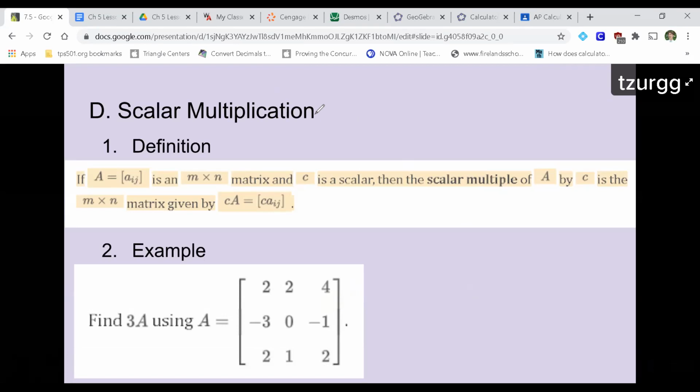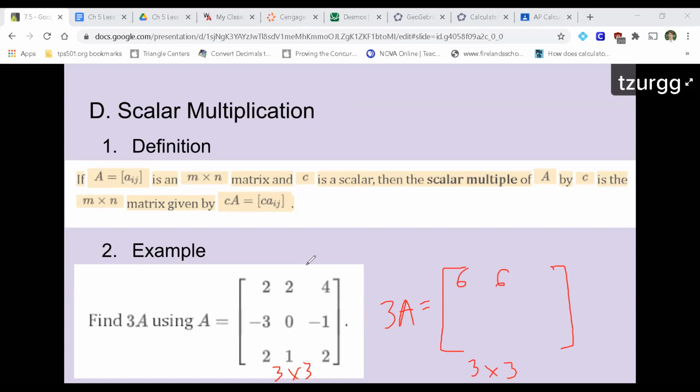All right, so let's do it. So this is a 3x3 matrix. So my answer, 3 times A, will also be a 3x3 matrix. And to complete it, I just multiply each of these numbers by 3. So I get 6, 6, 12, -9, 0, -3, 6, 3, 6.